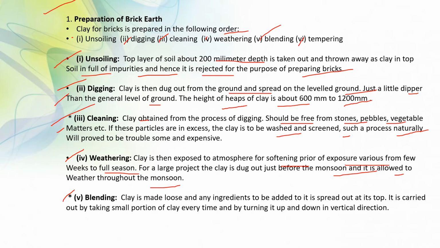Next is the important parameter of blending. Clay is made loose and any ingredient to be added to it is spread out at its top. It is carried out by taking a small portion of clay every time and turning it up and down in a vertical direction. I hope everyone understood.